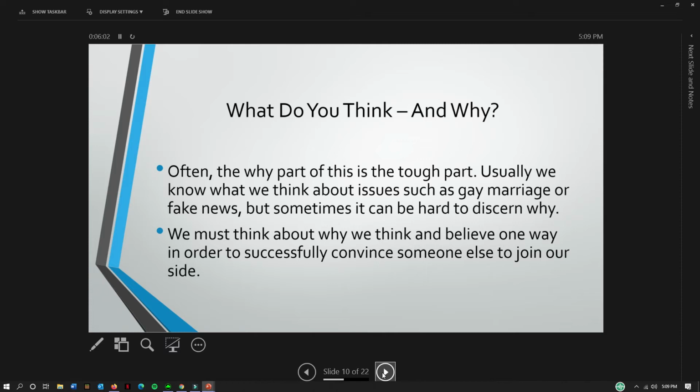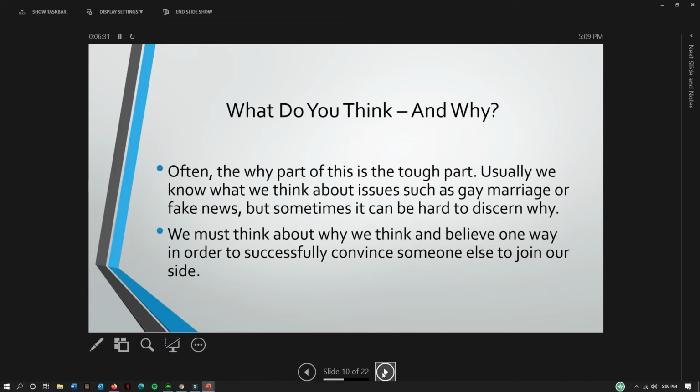If we just say, well, I think that gay marriage is wrong because that's the way I was brought up. Well, that's not really good enough. You have to give reasons, okay? And that goes for anything. If you thought gay marriage was wrong, if you think it's right, if you think that all news media is bad, if you think it's all good, whatever the case may be, it doesn't matter. You have to have a reason to think the way that you think.